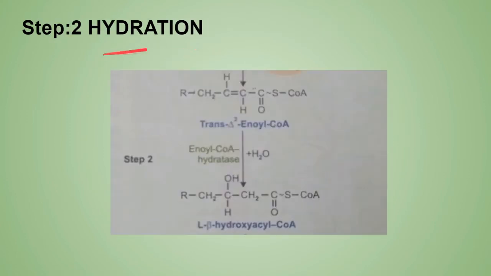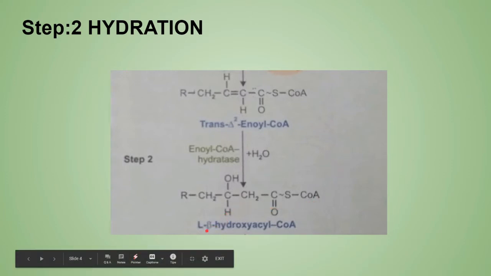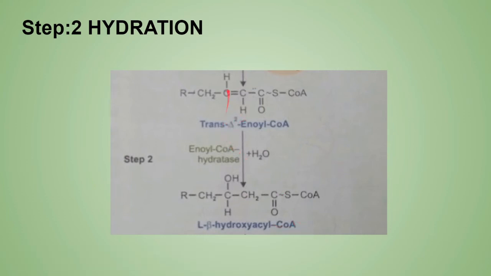Now in step 2 there will be hydration of this enoyl compound. This enoyl group will be hydrated by the enoyl-CoA hydratase. So what will happen? The trans-enoyl-CoA will be converted into L-beta hydroxy fatty acyl-CoA, or we can say hydroxy acyl-CoA. Now this L isomer is formed over here, just remember. So we form L-beta hydroxy fatty acyl-CoA by the breakdown of this bond. Over here this bond will break down by the hydration.